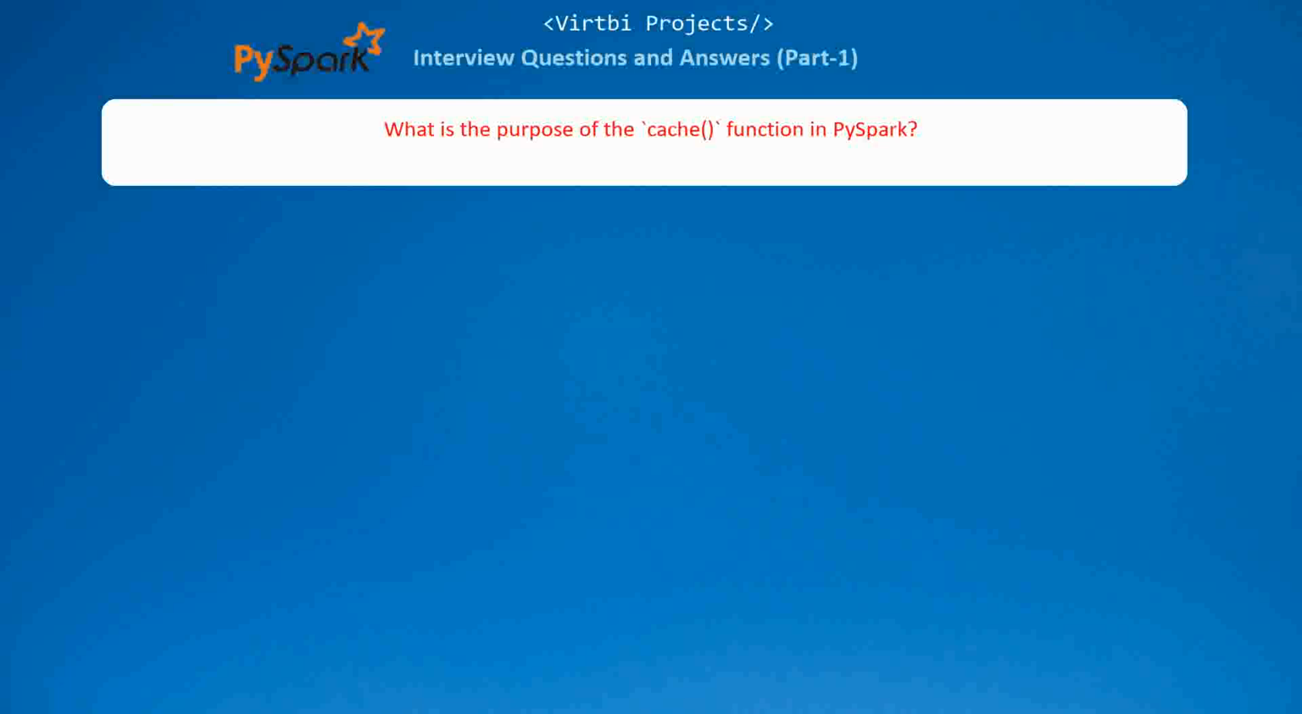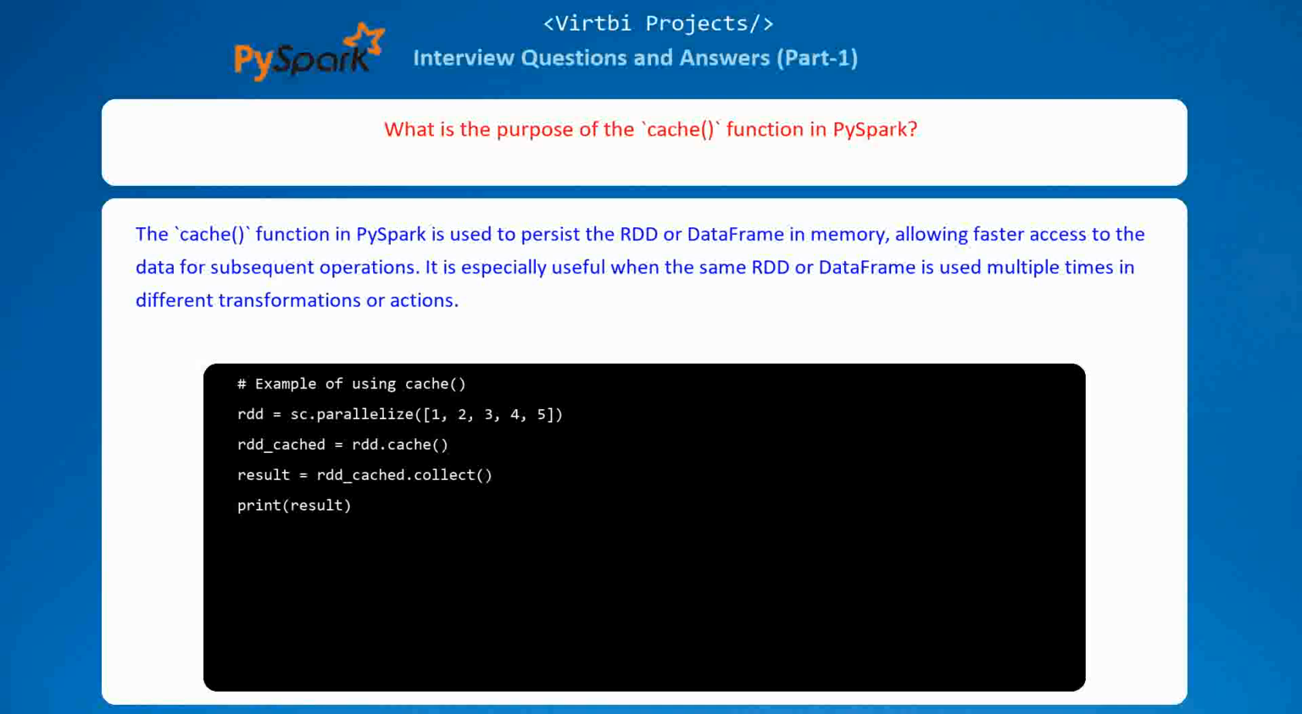What is the purpose of the cache function in PySpark? The cache function in PySpark is used to persist the RDD or DataFrame in memory, allowing faster access to the data for subsequent operations. It is especially useful when the same RDD or DataFrame is used multiple times in different transformations or actions. In this example, we use the cache function to persist an RDD in memory and then collect the results, demonstrating faster access to the data.